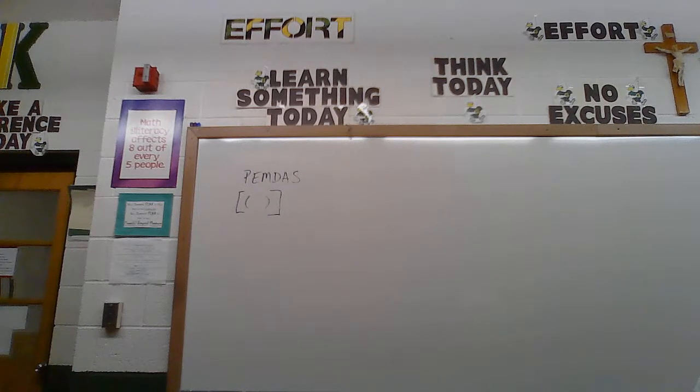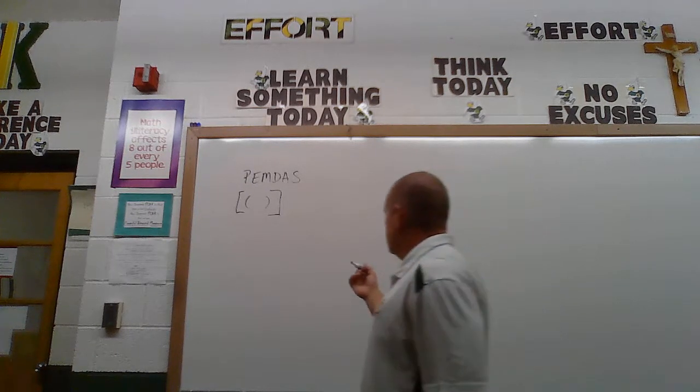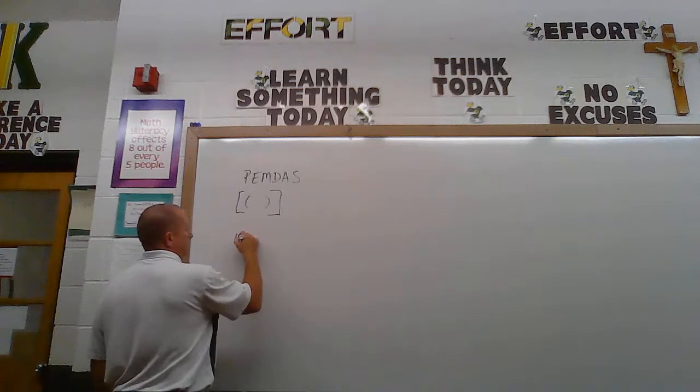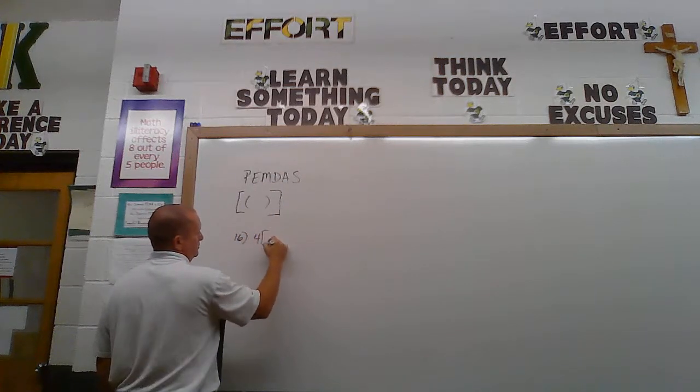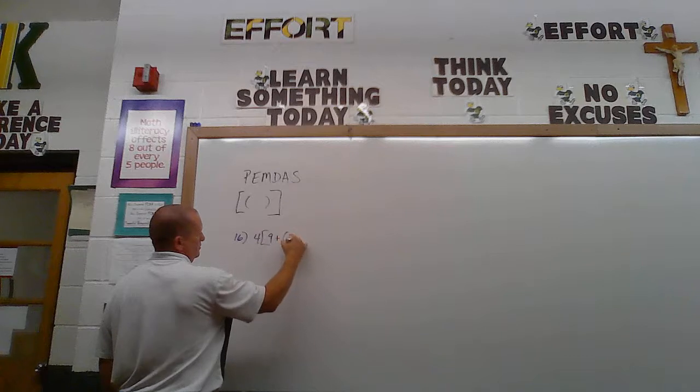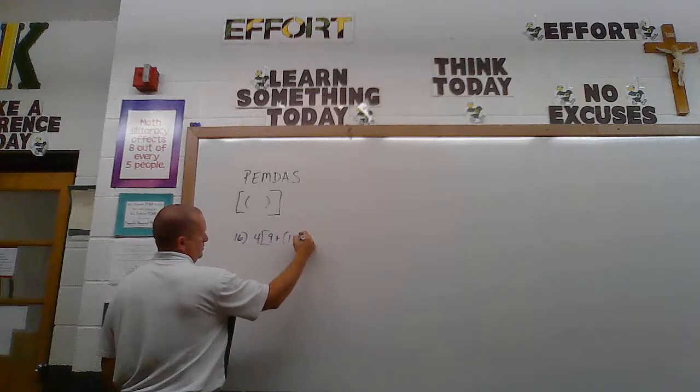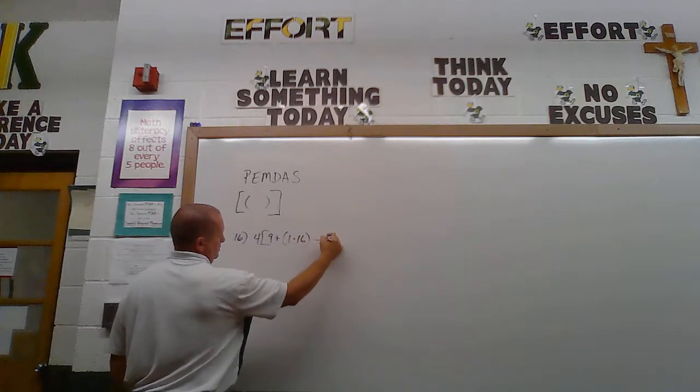Okay, so look at the problems 11 through 16. Any of those you want to see on the board? 16. That is pretty complicated. Perfect. It's not complicated. Go ahead. Tell me what it says. 4 bracket 9 plus parenthesis 1 times 16 parenthesis minus 8 bracket.